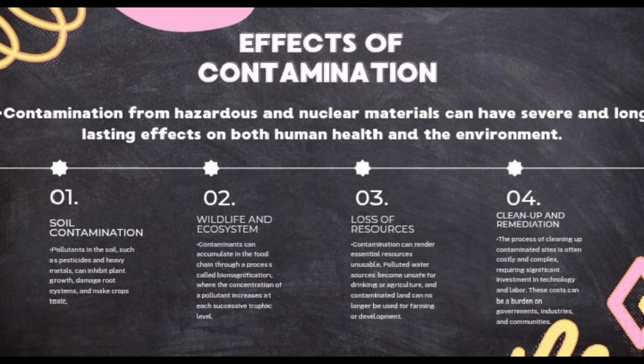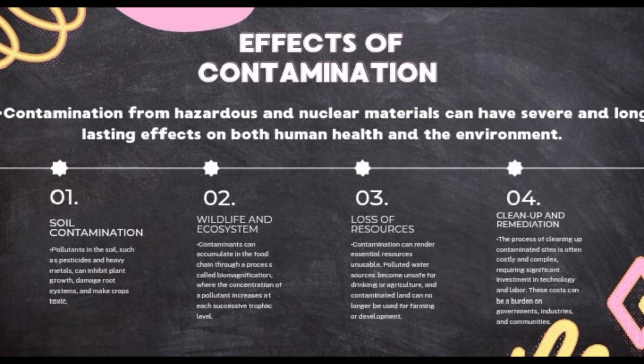Now, let's explore how this happens. Soil contamination. Soil contamination is when harmful substances like pesticides and heavy metals seep into the soil. They can poison the ground, and this makes it difficult for plants to grow. It damages their roots, and it can make crops unsafe to eat.